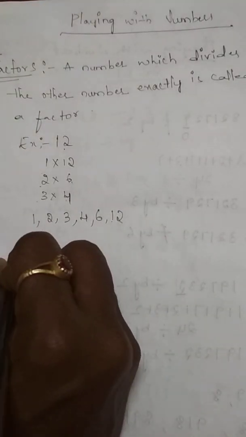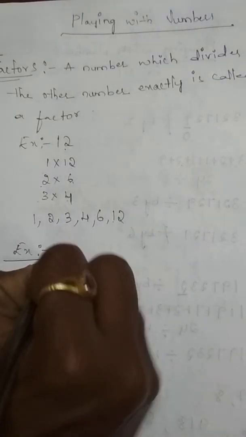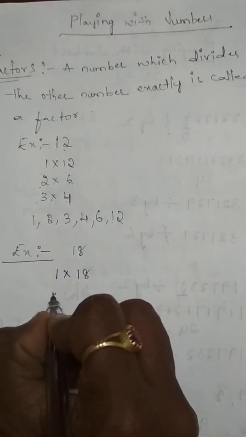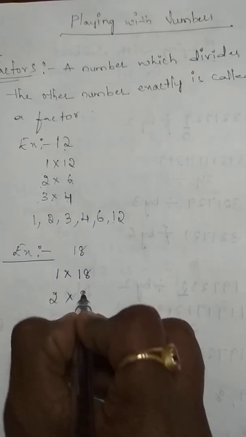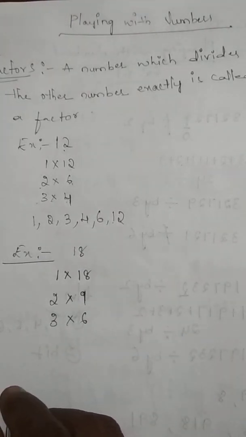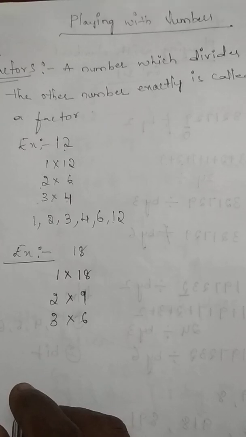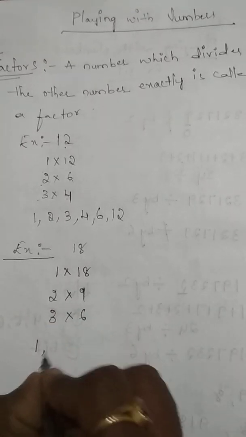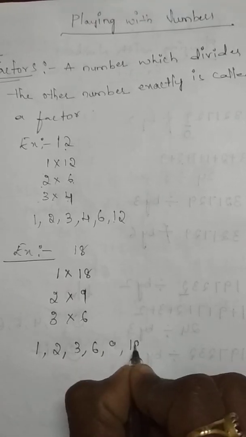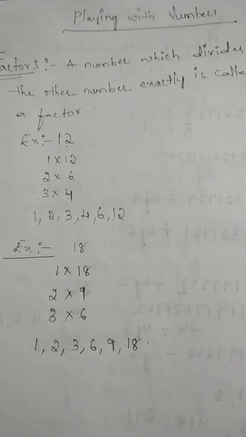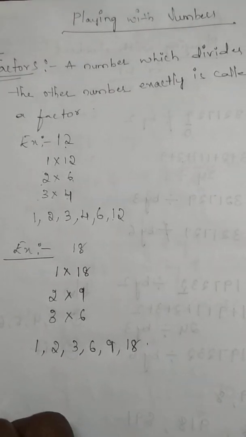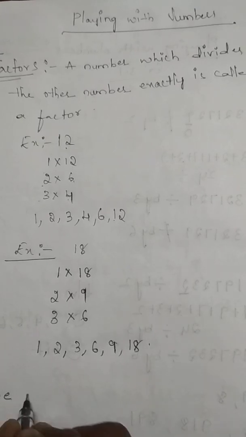Okay, next example, 18. In which tables will you get 18? 1 into 18, 2 9s are 18, 3 6s are 18. In the 4 table, will you get 18? No. So what are the factors of 18? 1, 2, 3, 6, 9, 18.